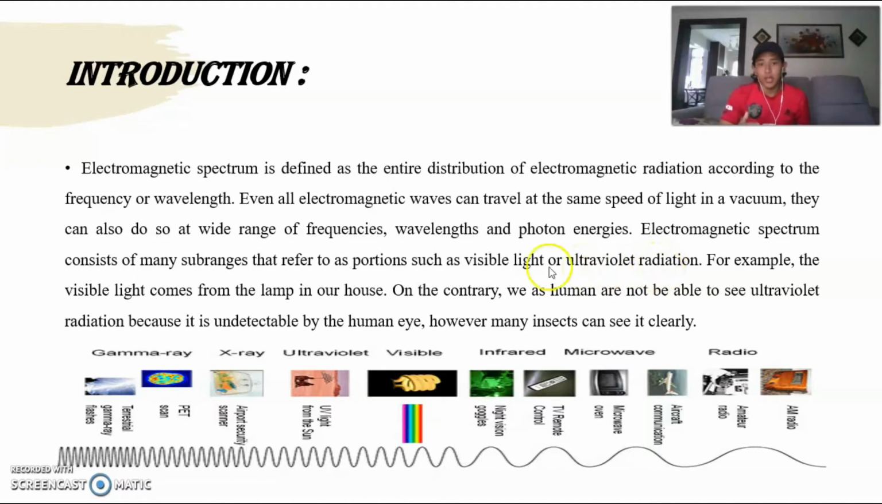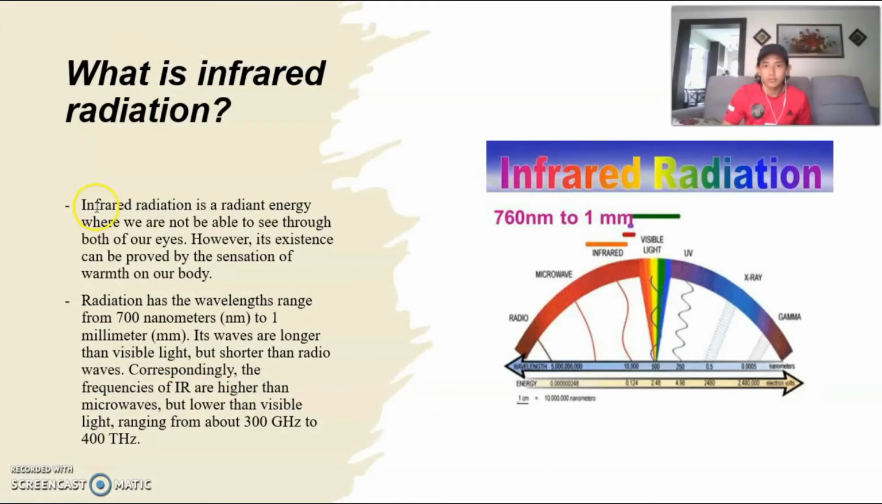For example, visible light comes from the lamp in our house that we can see every day. On the contrary, we as humans are not able to see ultraviolet radiation because it is undetectable by the human eye. However, many animals like insects can see it clearly.